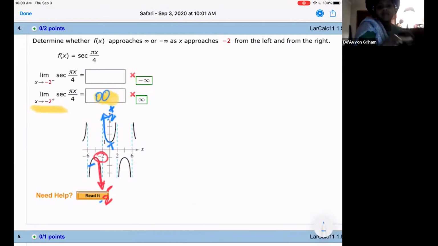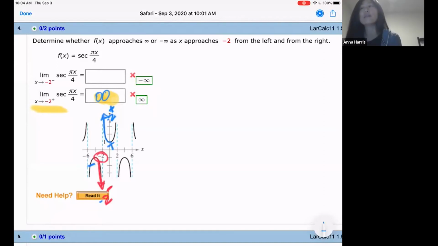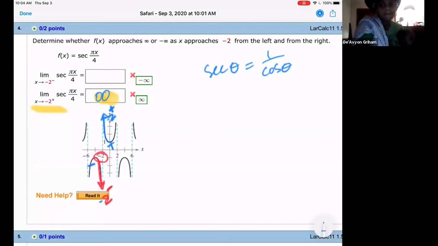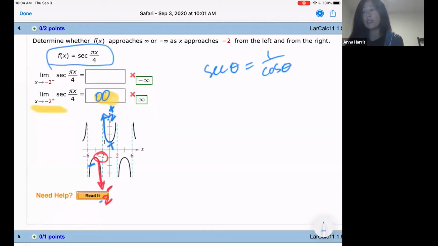Oh, I get that. Like, I didn't know what secant pi x over 4 was. Yeah, this graph is that graph. Okay, secant theta means 1 over cosine theta. That's what that means. So that's a part of the trigonometry functions. So if you graph this, that's what you get here.